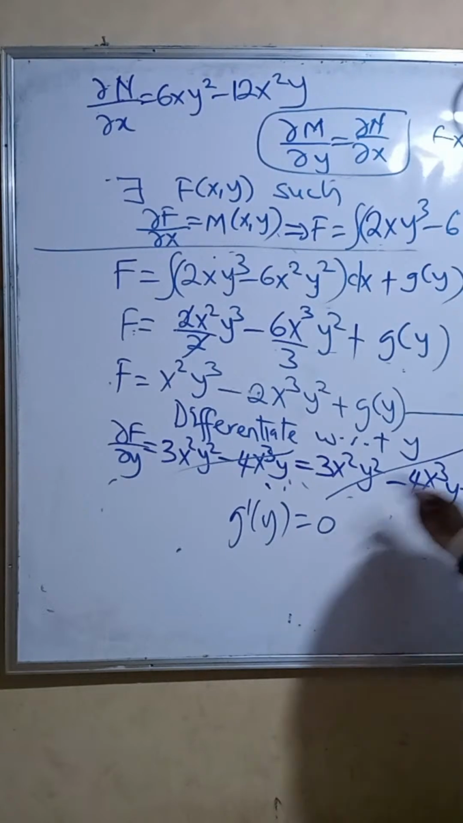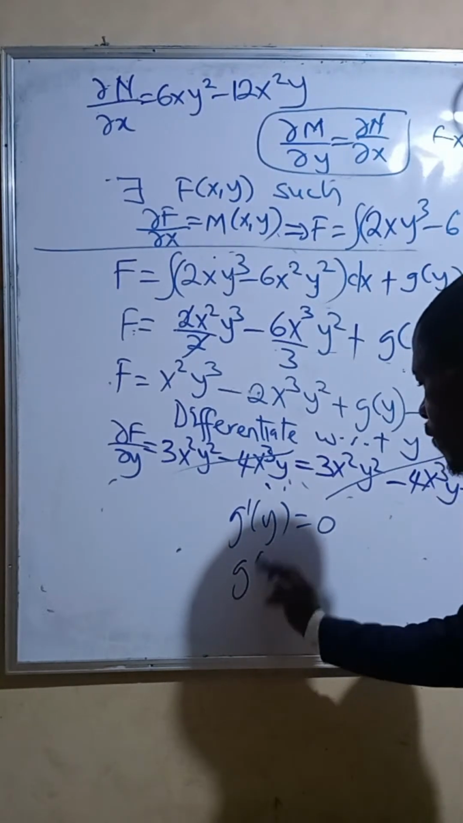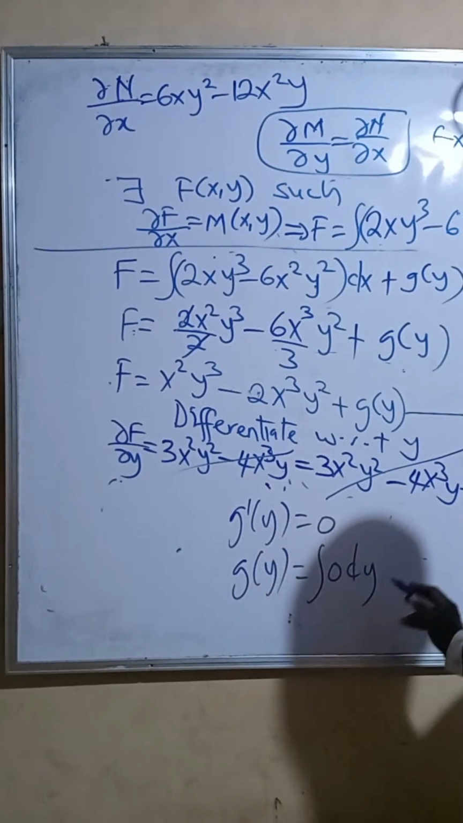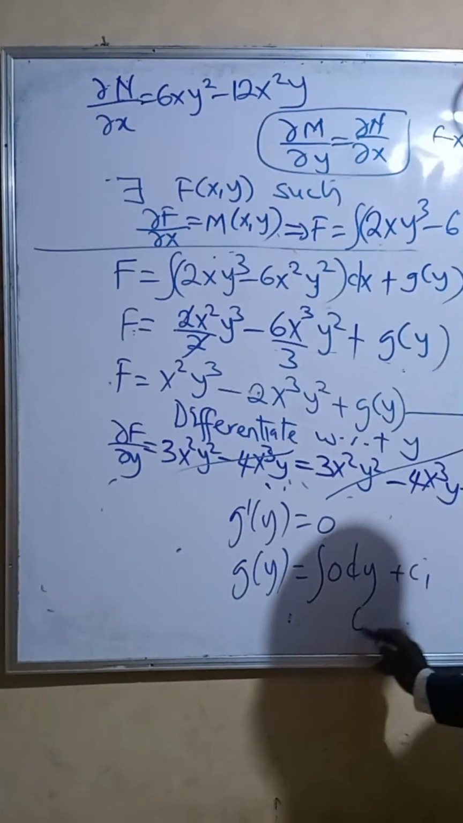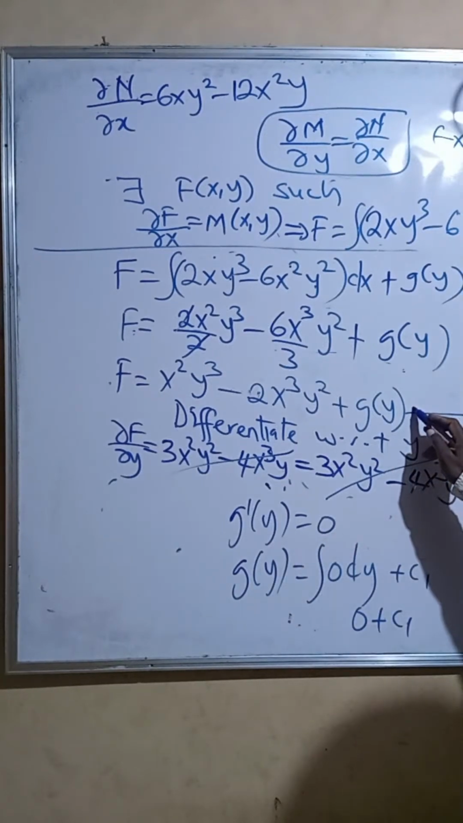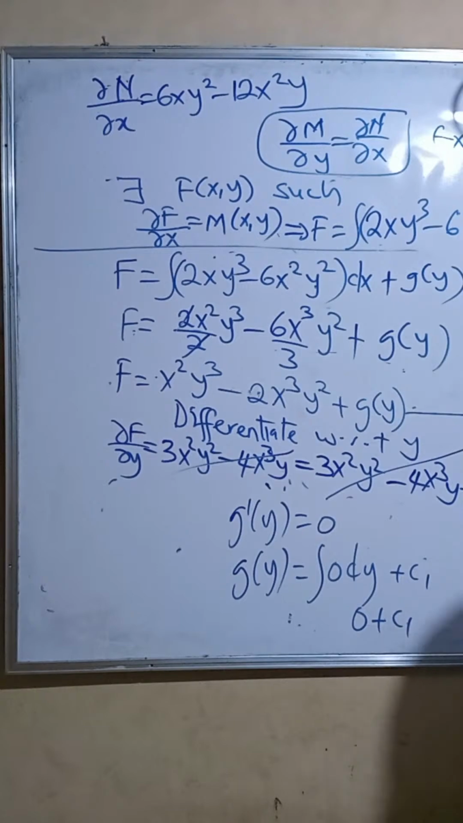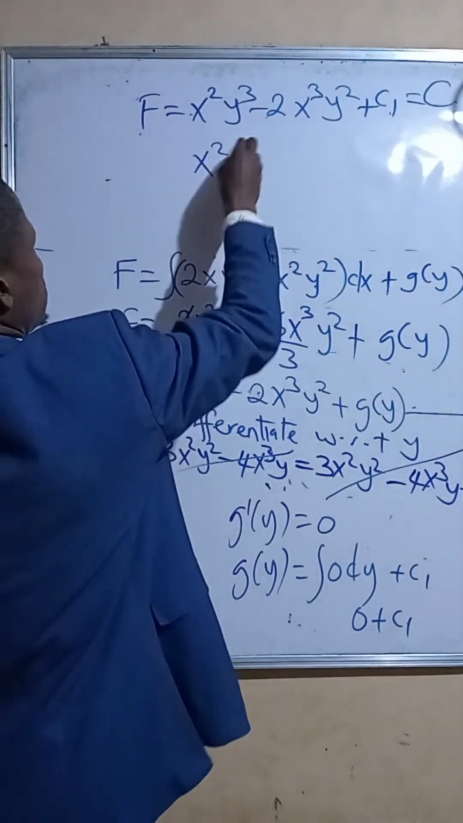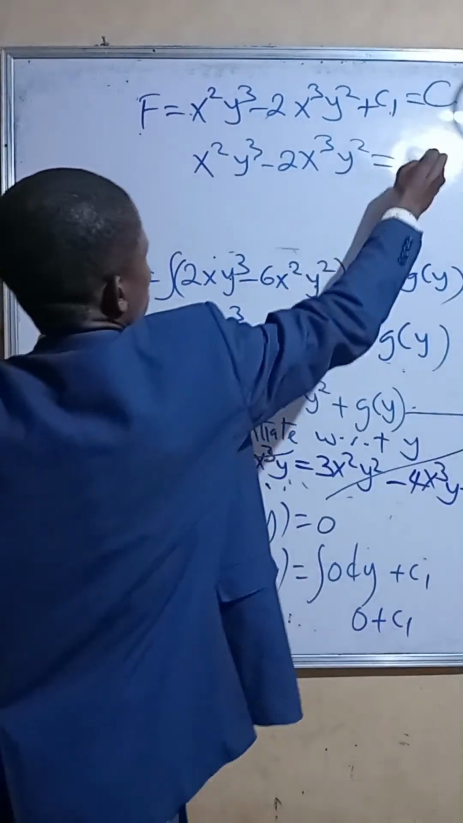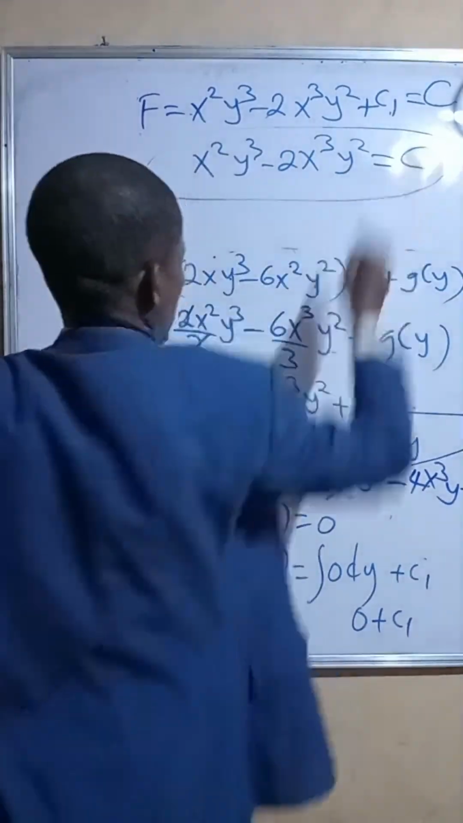Then integrate both sides. So g of y is equal to the integral of 0 with respect to y, and then plus c1. And that's 0 plus c1. So just come back here and substitute your g of y, this one. And that's the answer to that question.